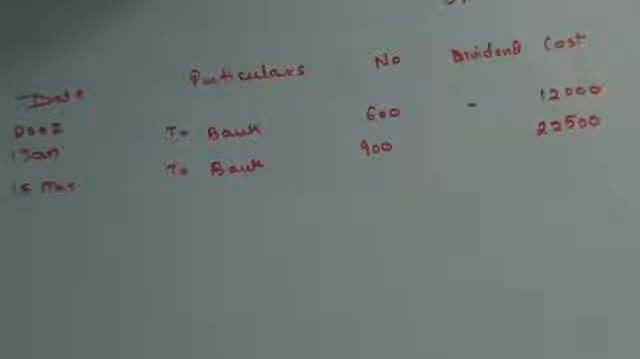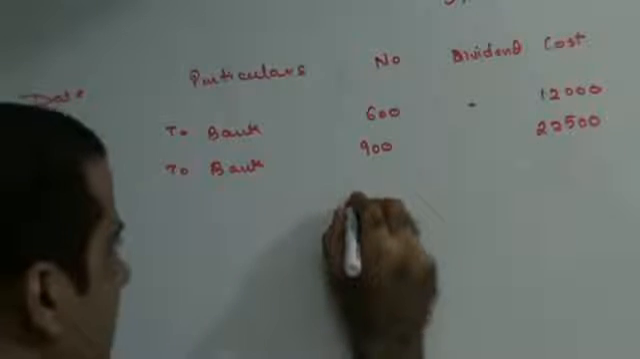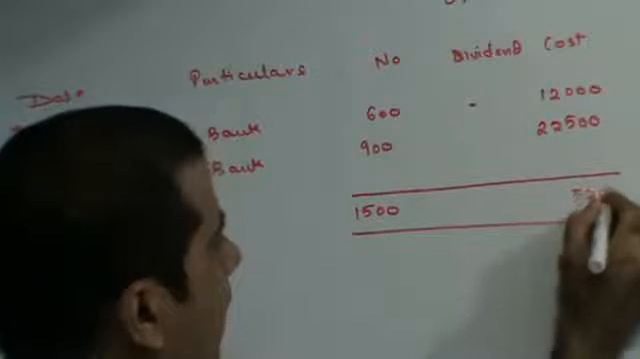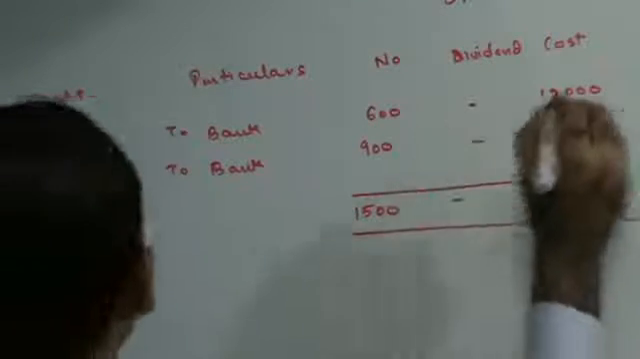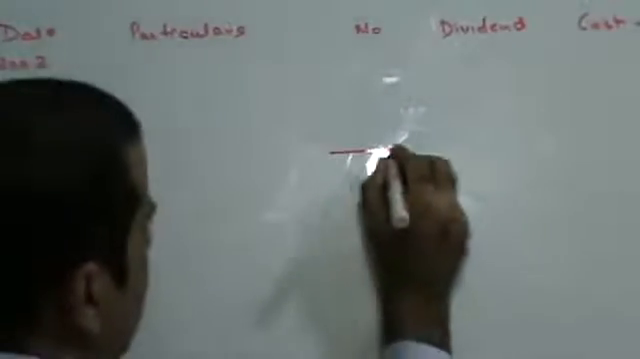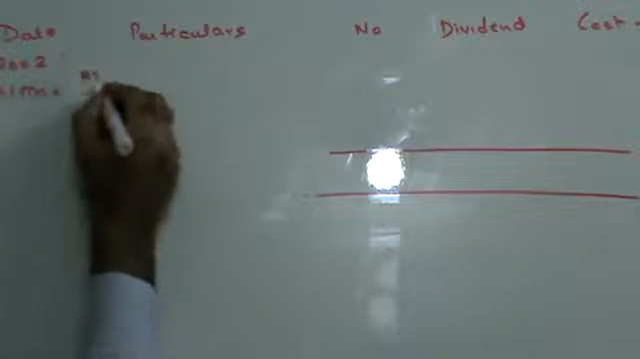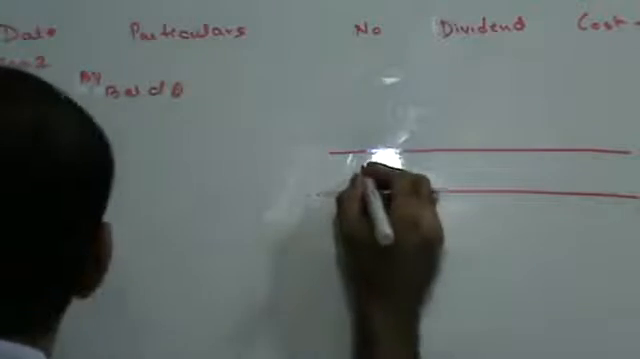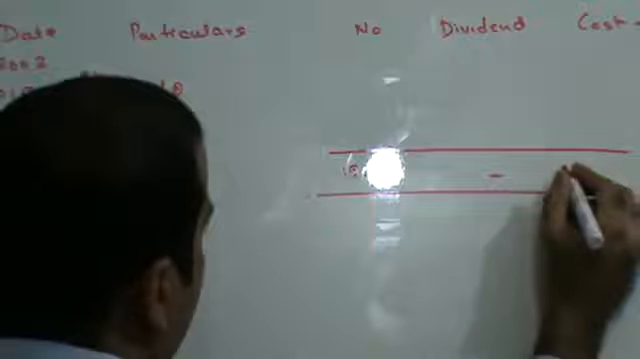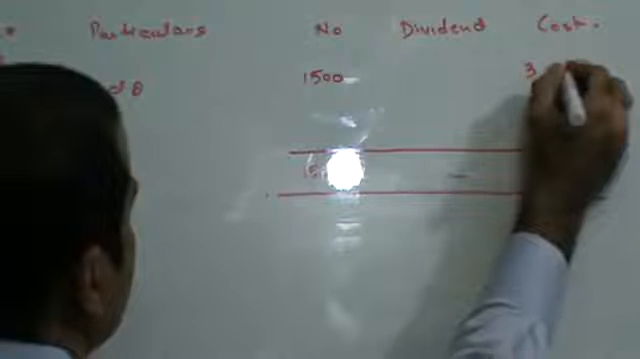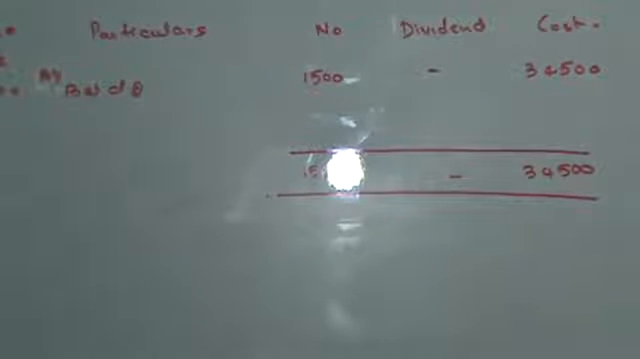Then on 20th May, that's it. So in the current year, you have to close the books of accounts on 31st March. Nothing else happens here. So this is 1500 shares and 34,500. This is 31st March 2002. Tally the account, by balance carried down: 1500 and 34,500.